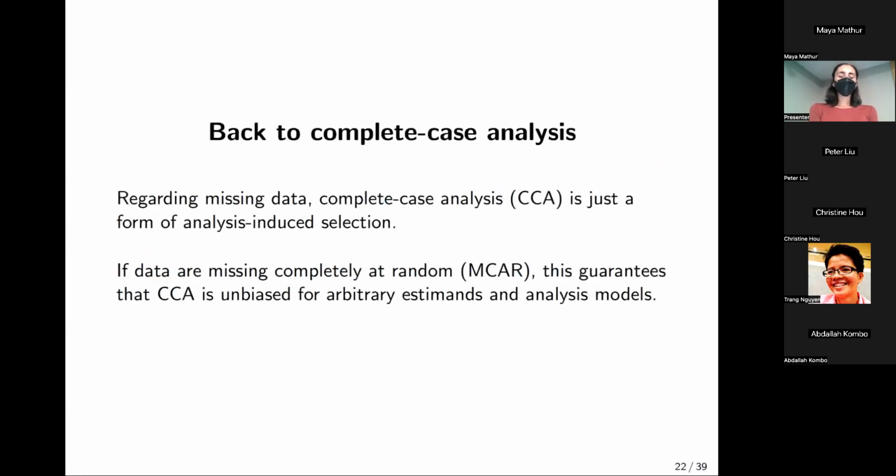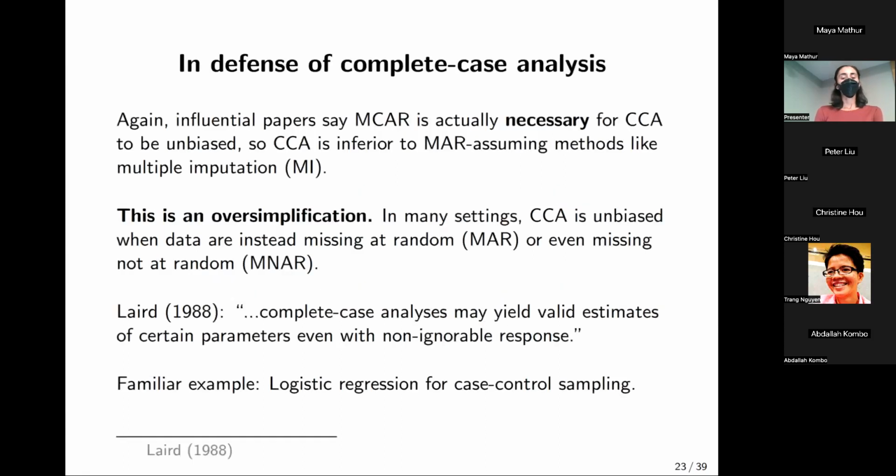So going back to complete case analysis. Remember, if the data are missing completely at random, this guarantees that complete case analysis will be unbiased regardless of the estimand or the analysis model. And again, influential papers say this is actually necessary. Well, let's think about what we just said in terms of selection bias. What we just saw is there are actually many settings where complete case analysis that is adjusted for a sufficient set of covariates, that's a key clause, will be unbiased.